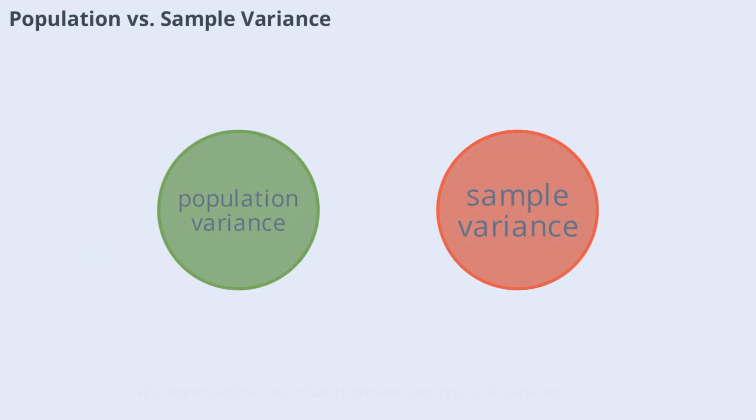It's important to note that there are two types of variance: population variance and sample variance. Population variance is used when you have data for the entire group you're studying, while sample variance is used when you only have a subset. The calculation is almost the same, but for sample variance you divide by 1 less than the number of data points, n-1, instead of n. This small adjustment helps correct for bias when estimating the spread from a sample.